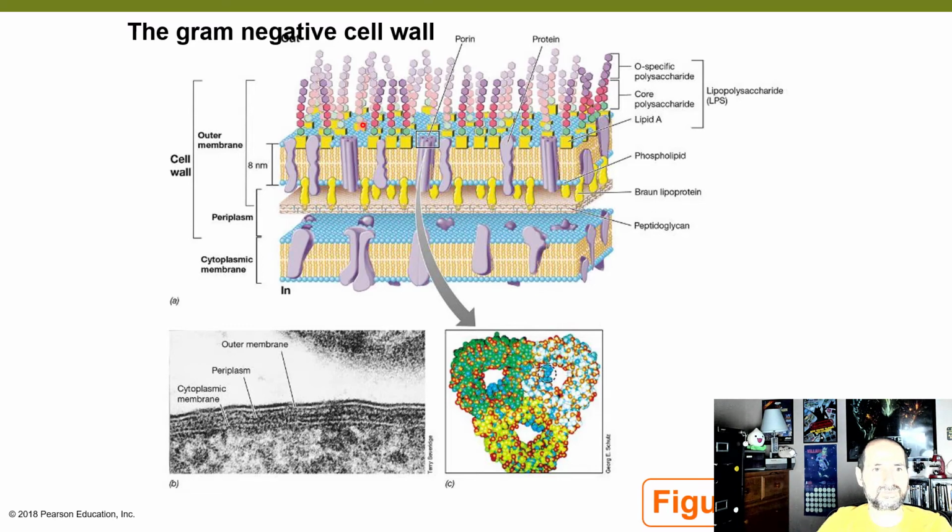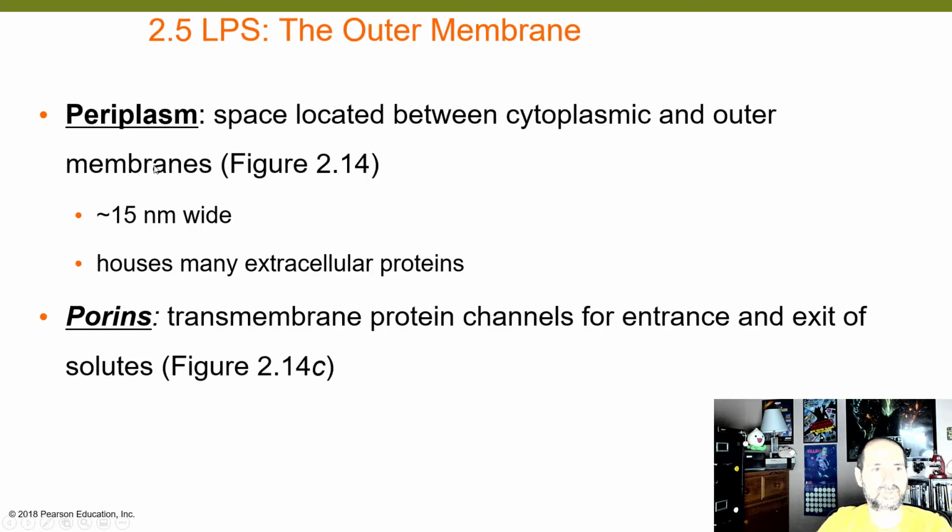Okay. There's also what are known as porins here. These are large porous structures that allow fluid to cross the outer membrane. These are called porins as well. The porins are transmembrane protein channels for entrance and exit of solutes. Solutes can cross the porins in the outer membrane.